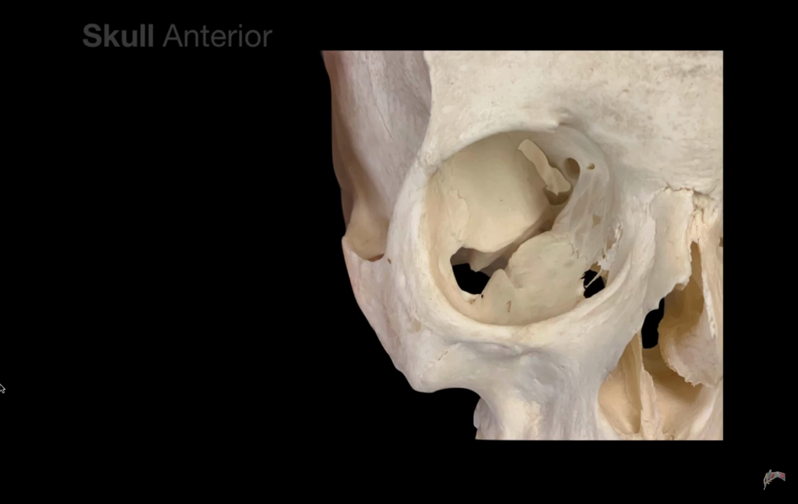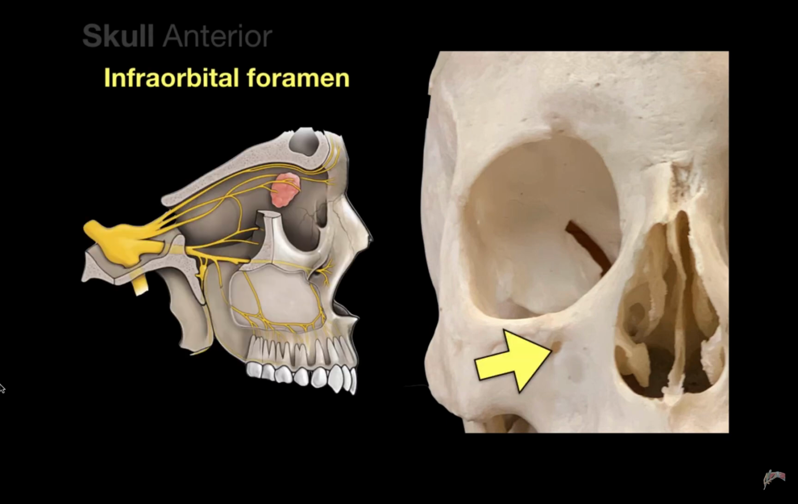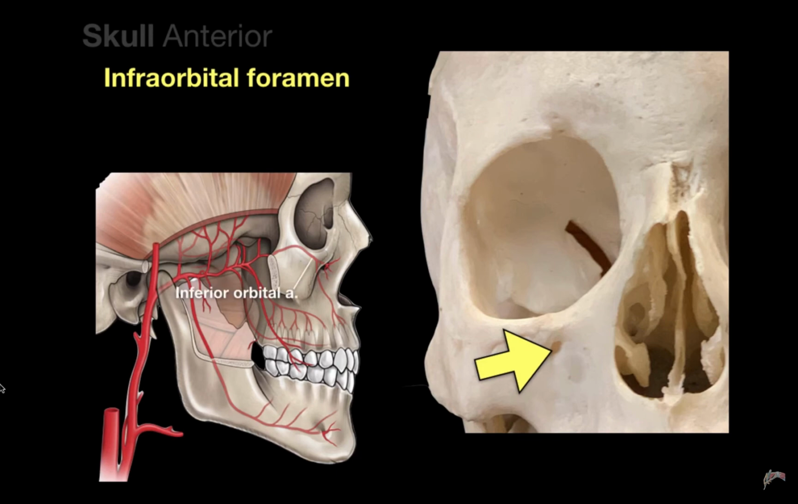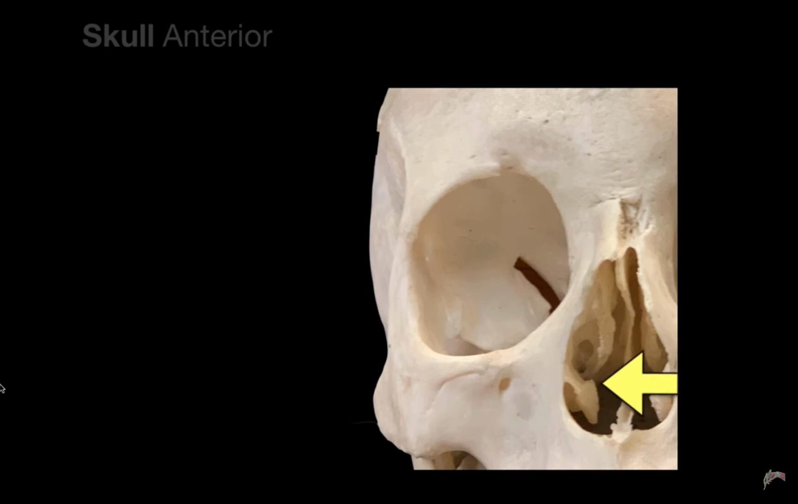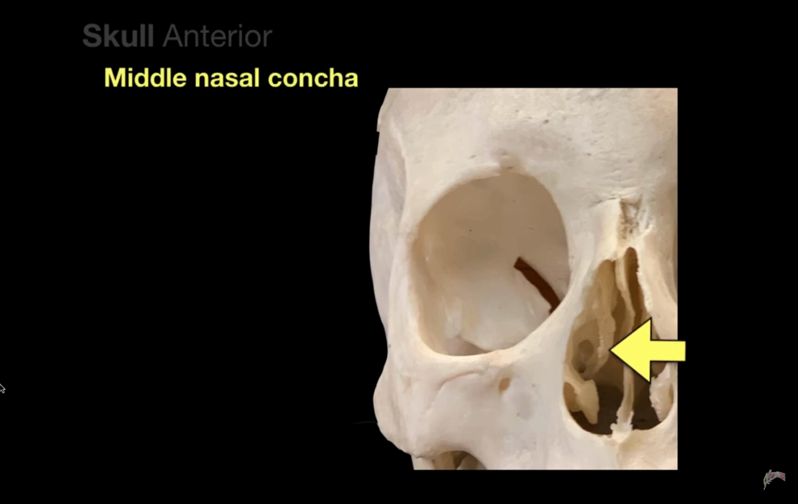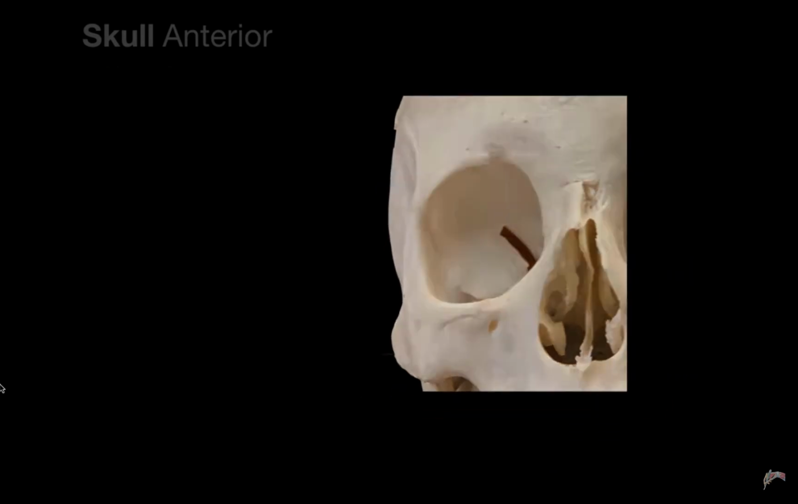All right, so now we're going to look in more of a going down, looking up view. There is our infraorbital foramen right there, and that infraorbital foramen traverses the infraorbital nerve and our infraorbital artery as well, supplying the lower eyelid, lateral nose, and upper lip. There's our inferior nasal concha and our middle nasal concha. And there is our nasal septum in the nasal cavity.